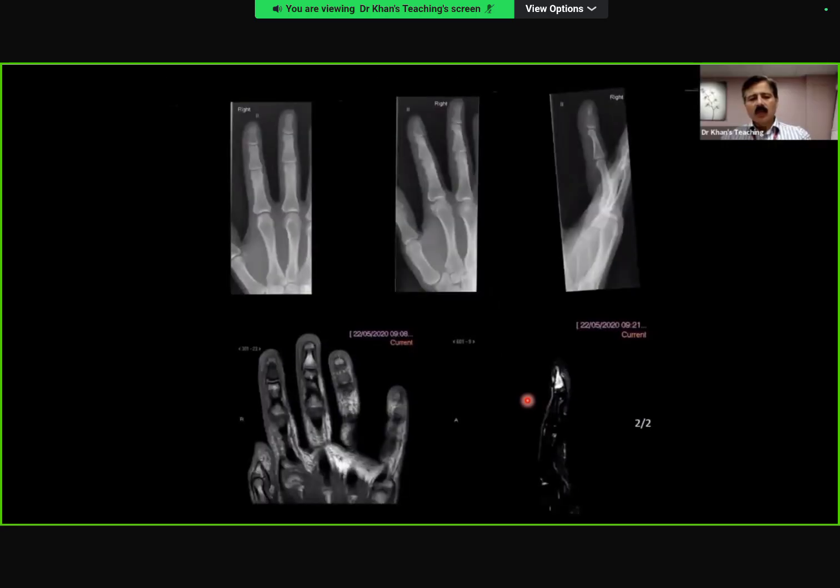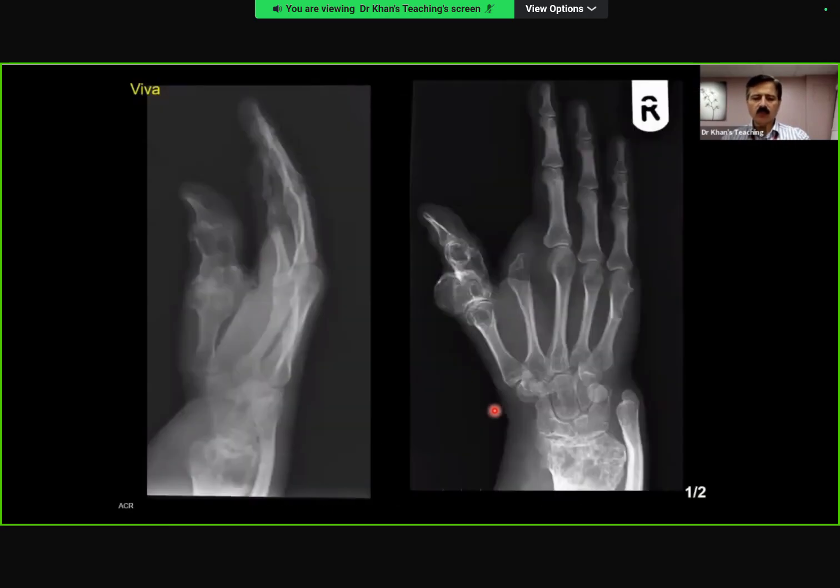Okay. Here I'm showing you an MR, and on this MR we can see that there is high signal within it. It is sort of a chondroid matrix. In any case, we'll come back to this chondroid matrix.